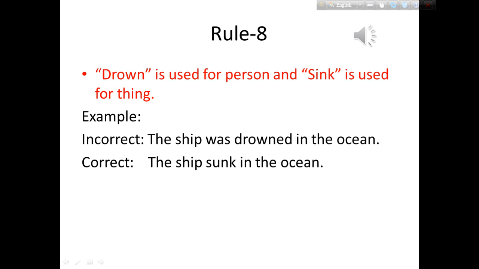Though I have mentioned in the rule that the word drowned is used for person, so we cannot use the very word drown for ship. So here we have to use sink. So the correct sentence will be the ship sunk in the ocean.